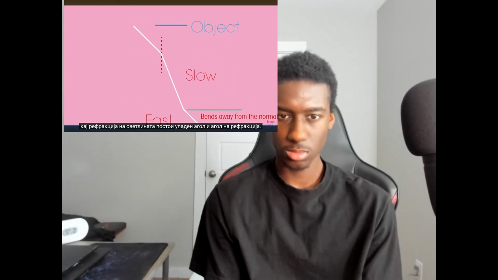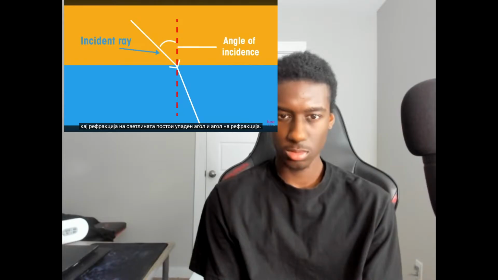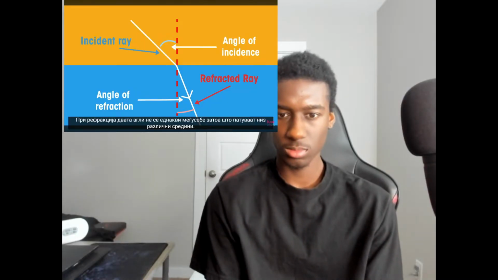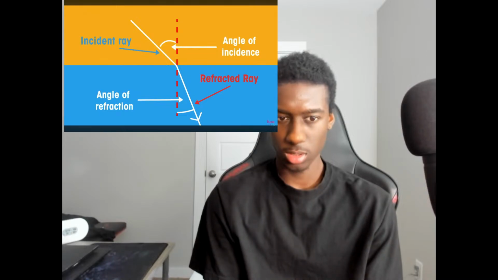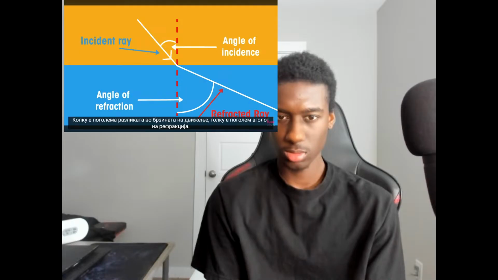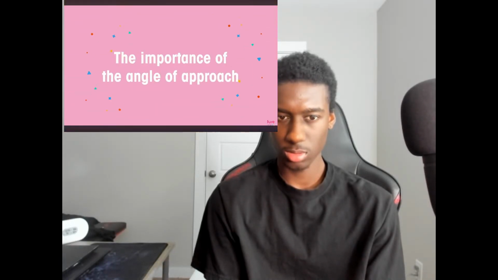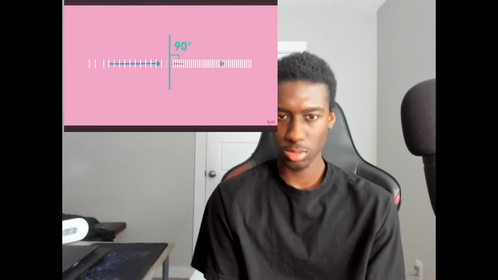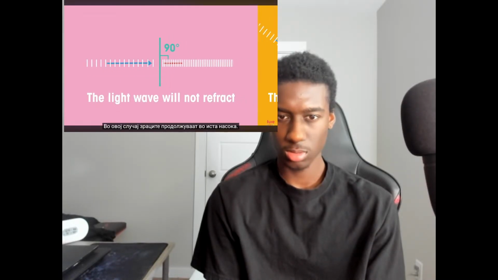Just like with reflection, refraction also has an angle of incidence and then has an angle of refraction. In refraction, the two angles do not equal one another because they are traveling through a different medium. The greater the change in speed, the greater the angle of refraction. There is one special case you need to know. Refraction doesn't happen if the waves cross the boundary at exactly 90 degrees. If this happens, they carry straight on.